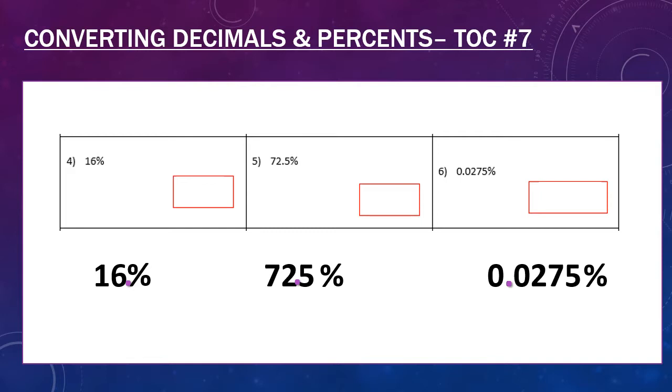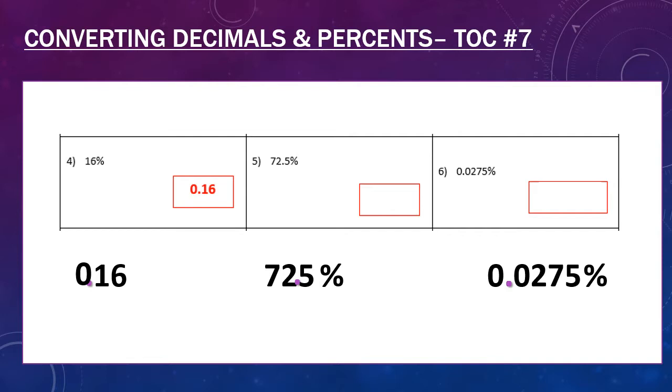Go ahead and pause the video, try 4, 5, and 6 on your own, see if you can do it, and then restart the video. Hopefully you paused it and you're not cheating. For number 4, you lose your percent sign, move your decimal 2 places to the left, and I end up with 16 hundredths as my answer.